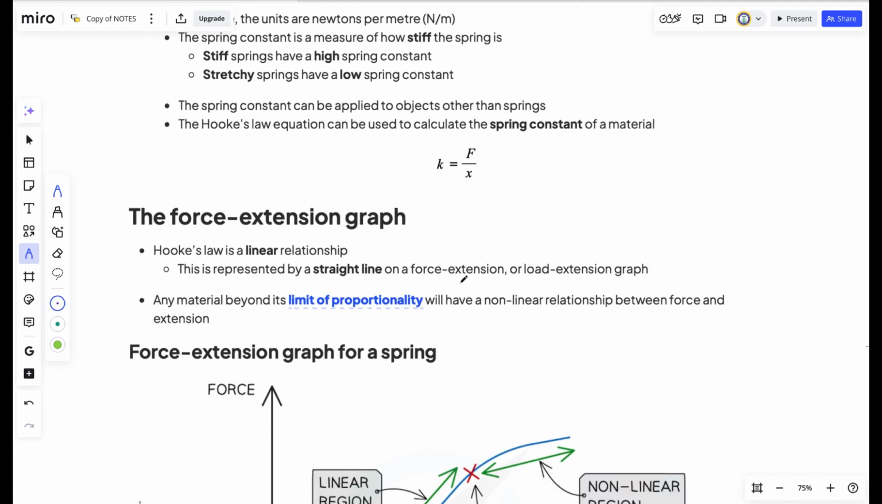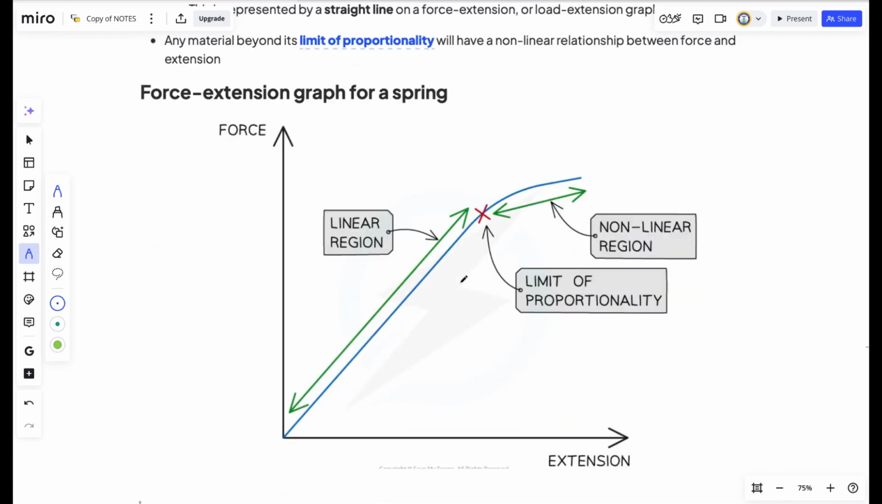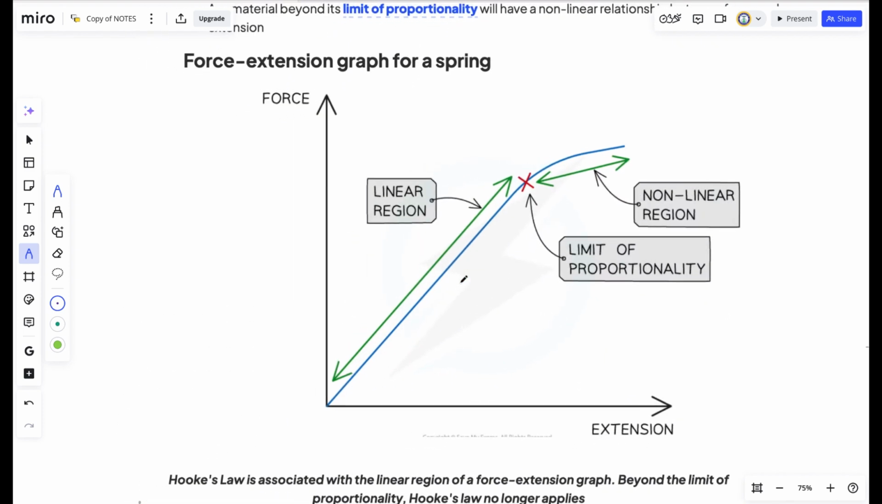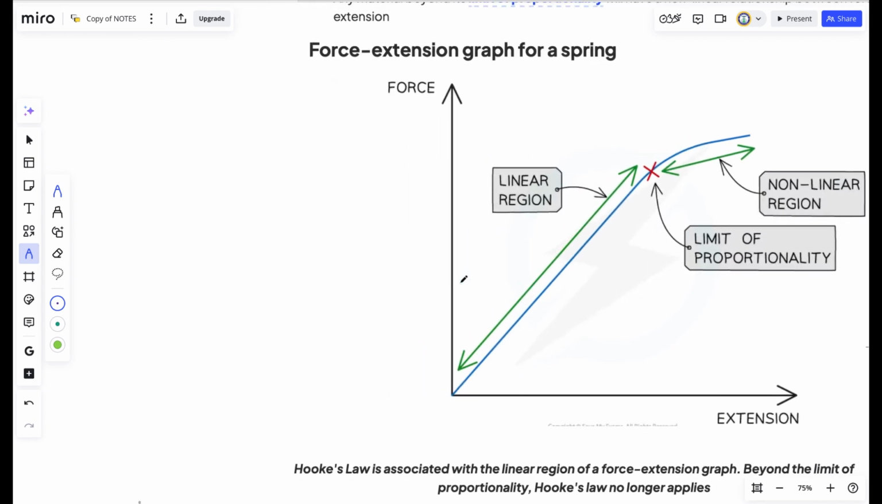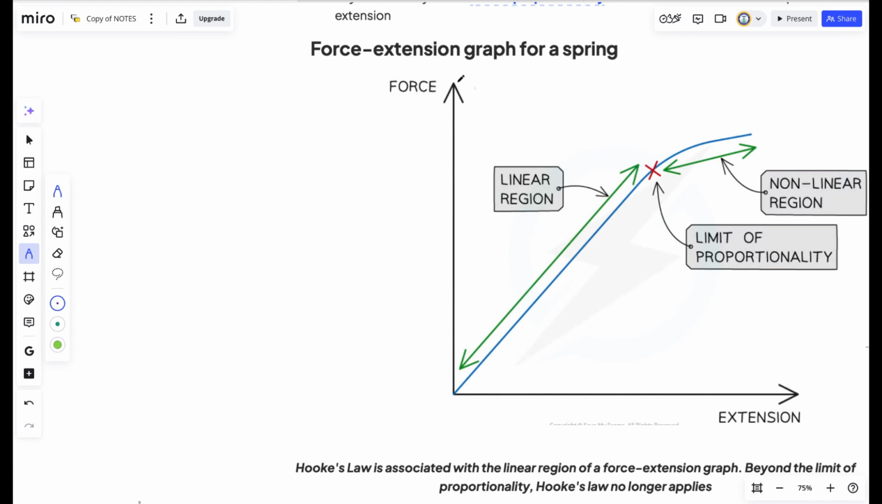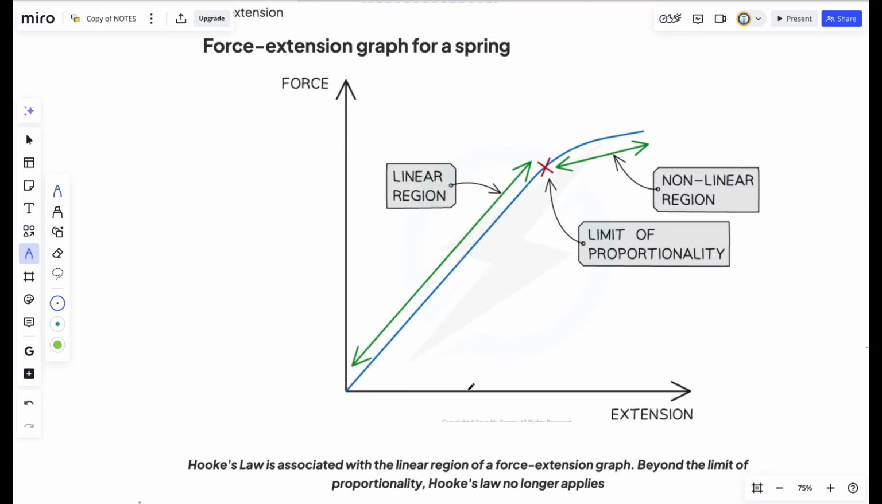Is that okay? Now let's go to the graph. Now let's show the graphical relationship of what Robert Hooke stated. According to Robert Hooke, normally when you are plotting the graph, we plot the force on the vertical axis, and you plot the extension on the horizontal axis.